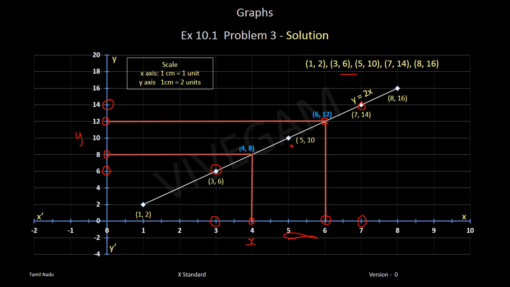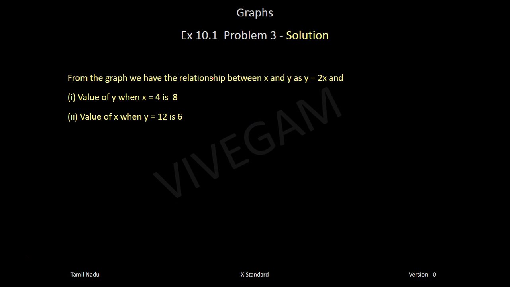Okay, so from the graph we get that the value of y when x is equal to 4 is 8, and the value of x when y equal to 12 is 6, right? So that's all in this case. It's a pretty simple problem. Okay, so I hope it's clear. If not, please go through this one more time.